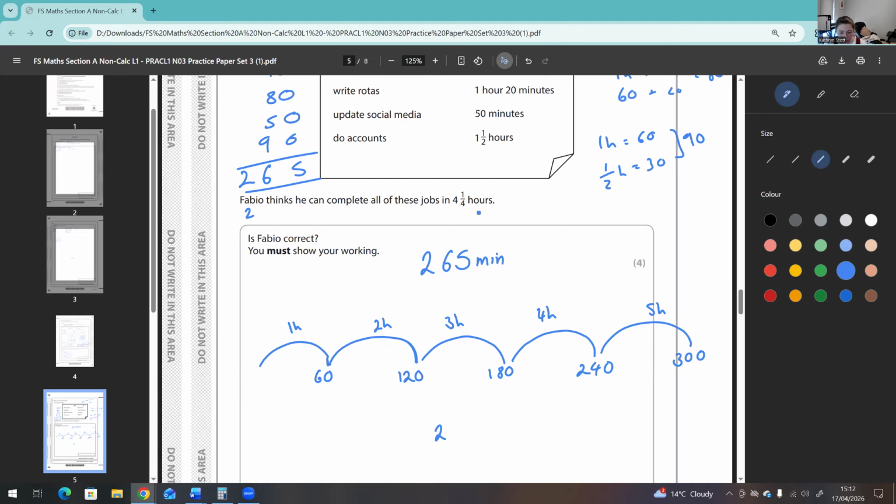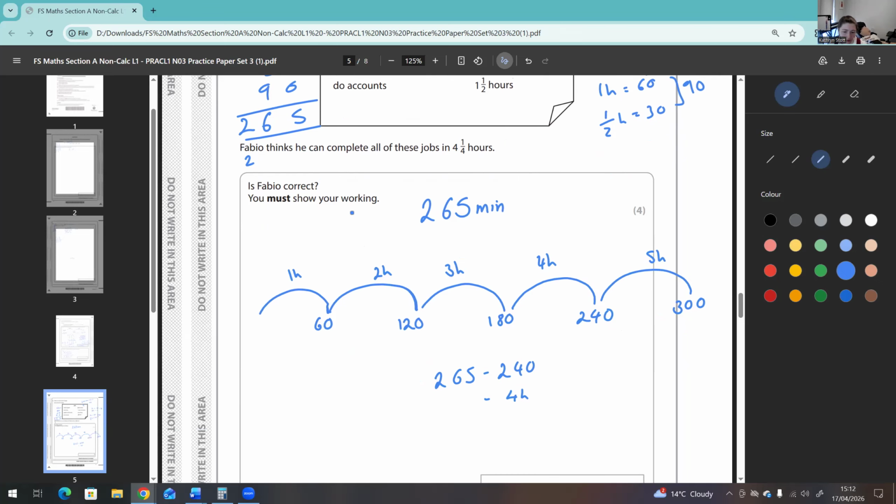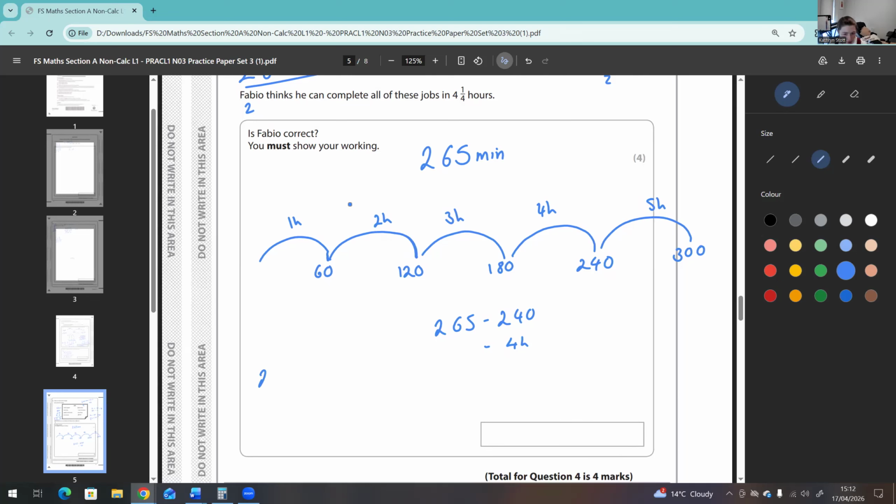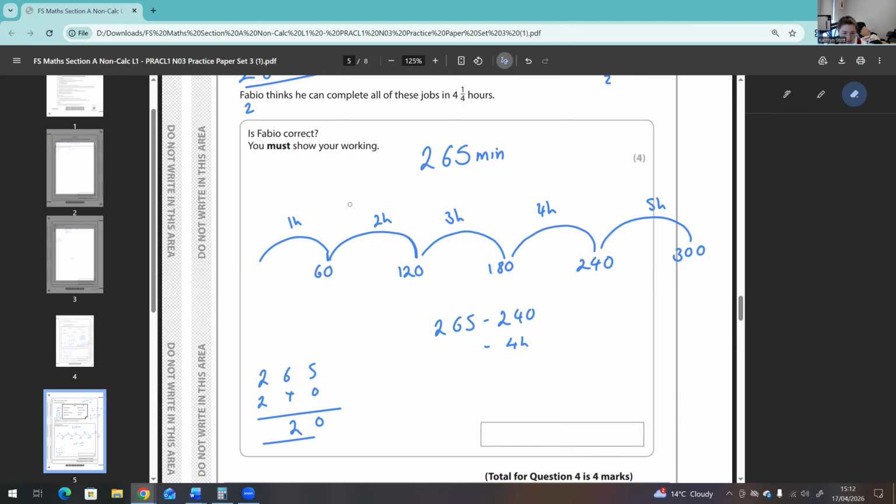So we're going to do 265, take away 240. Because what we're doing is doing our original time, take away 4 hours like this. So we can use our usual method, 265, 240. 5 take nothing is 5. 6 take 4 is 2. So we're going to have 25 minutes left over.